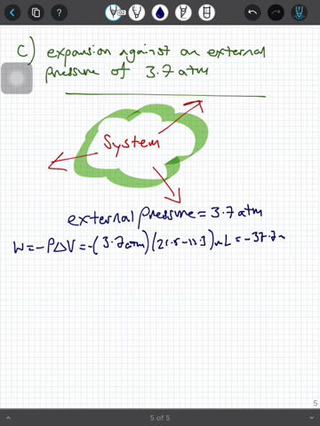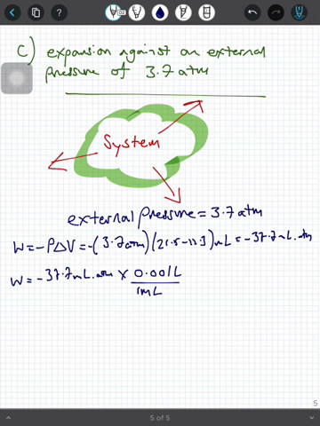37.7 mL atm, and we have to convert the millilitres into litres. Minus 37.7 mL atm times 0.001 litres per 1 mL, and that should give us minus 3.77 times 10 to the minus 2 litre atm.